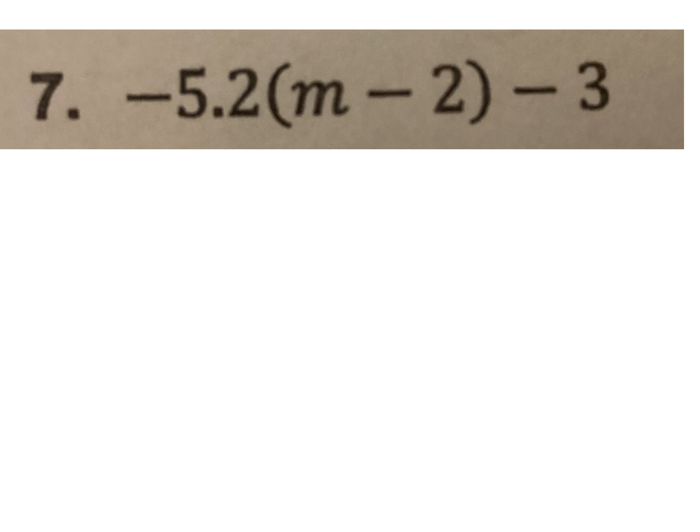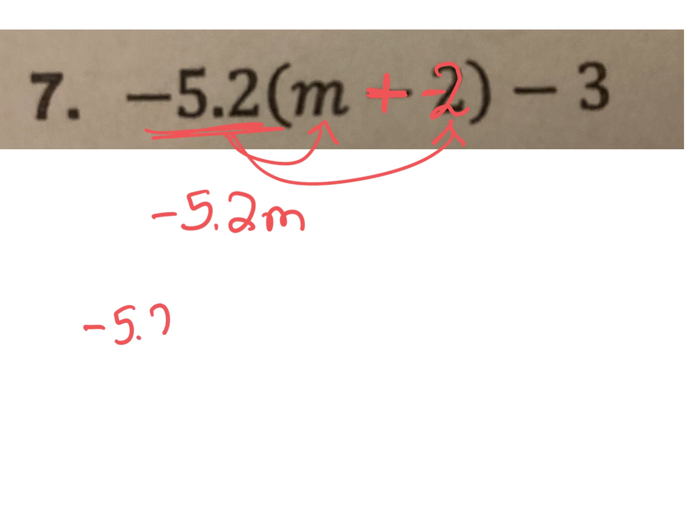Number 7, distributive again. Okay, let's do inside here. I see I have a minus, so I'm going to change that to addition and make that minus 2 instead of plus 2. So I have negative 5.2 times m plus negative 2 minus 3. So I have to take this and times it to that and times it to that. Now a negative 5.2 times m is negative 5.2 m. And then I got to do this negative 5.2 times negative 2.